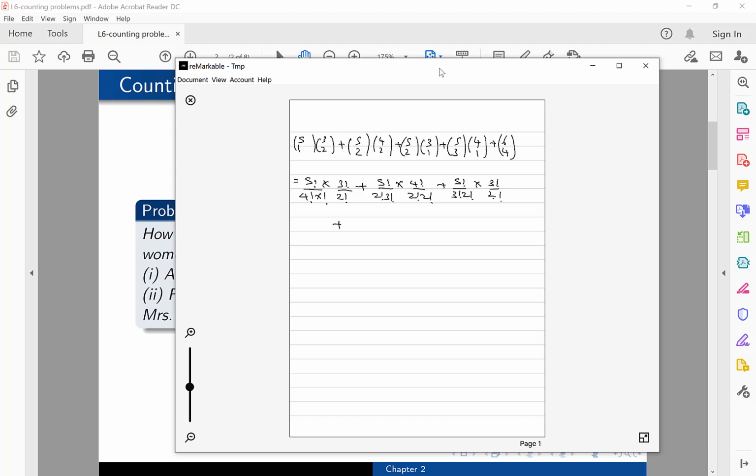5 factorial over 3 factorial, 2 factorial, times 4 factorial over 3 factorial, plus 2 factorial, and we have 4 factorial. Okay, so if you remember, n choose r is n factorial divided by r factorial times n minus r factorial, right? This is the formula that I'm using.